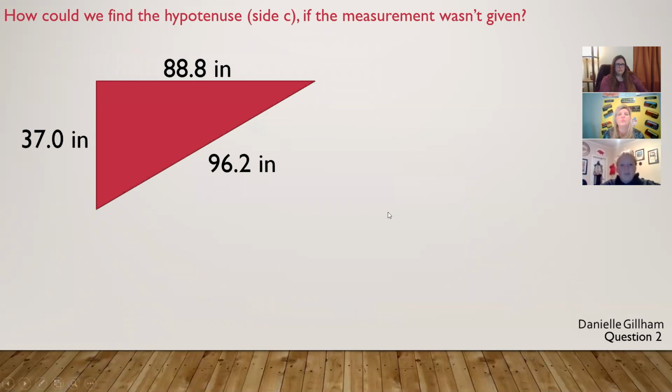Danielle, how could we find the hypotenuse, or side C of the measurement, if the measurement wasn't given? Okay, so say if we weren't given this right here, and we needed to find it. You're going to use this little equation right here, a squared plus b squared, and that's going to equal c squared. This is side A, this is side B, and this is side C that we're trying to find.